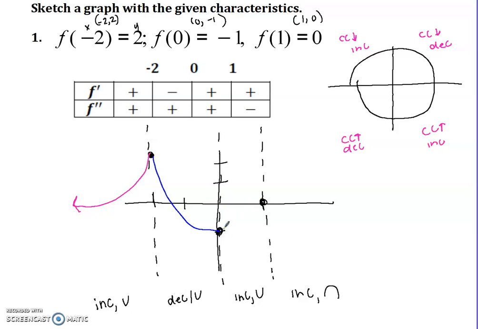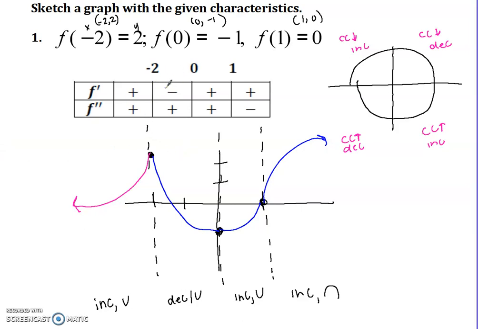Then here, this is increasing, so going up and still concave up, so it's going to look like that. So it's still going to be curved like the bottom part of the circle. And then this last one is increasing, but concave down. So it'll look like this. It's going to be going up from left to right, but it's going to be curved like the top part of the circle. Okay. And I'm just going to go ahead and label my max, mins, and points of inflection.